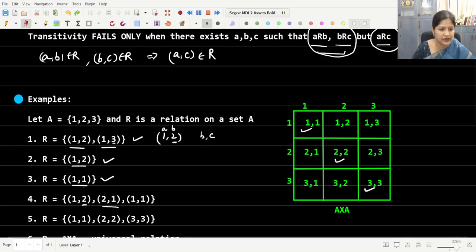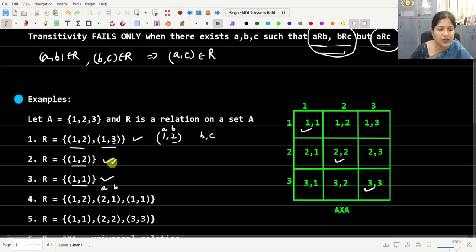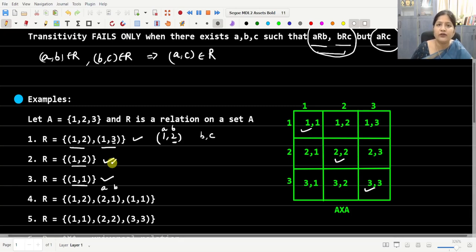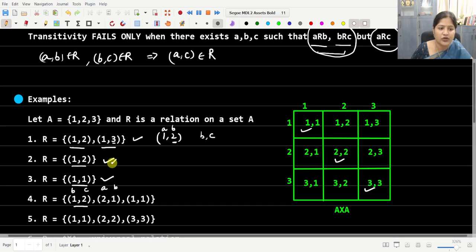Now for this particular ordered pair (2,1), this is a, this is b. So we have to find any ordered pair which starts with the number 1. Yes, we have (1,2). Now this is b, this is c. Now which is (a, c)? (a, c) is (2,2). But over here in this relation (2,2) is not present. So we will say that the relation is not transitive, right?